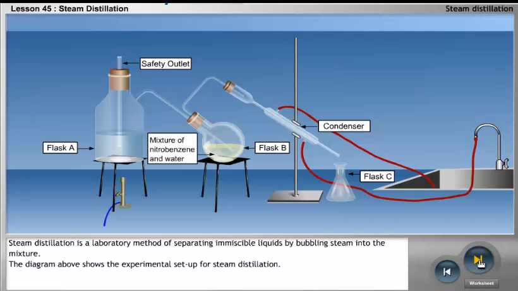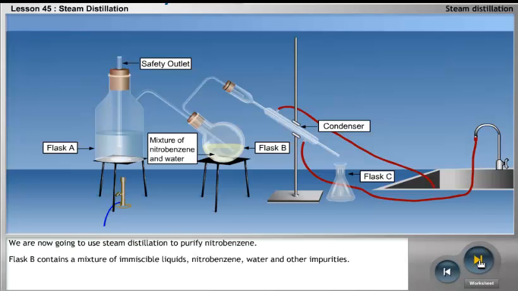Steam distillation is a laboratory method of separating immiscible liquids by bubbling steam into the mixture. The diagram above shows the experimental setup for steam distillation. We are now going to use steam distillation to purify nitrobenzene. Flask B contains a mixture of immiscible liquids, nitrobenzene, water, and other impurities.